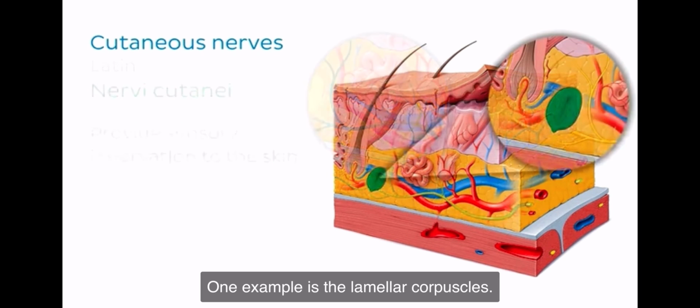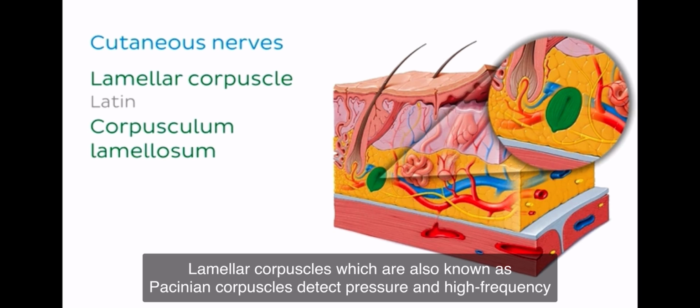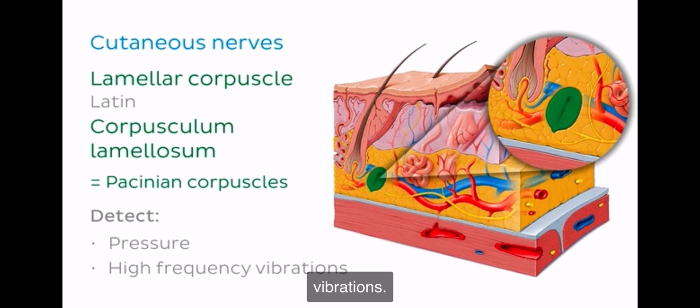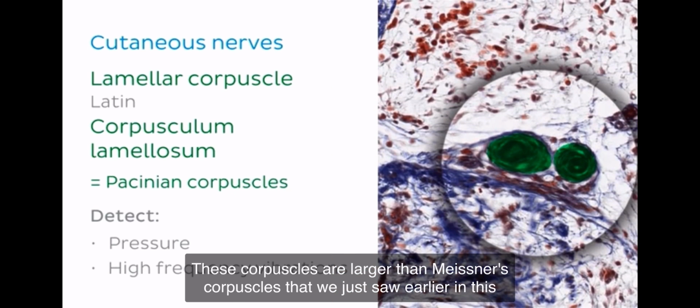One example is the lamellar corpuscles. Lamellar corpuscles, which are also known as Pacinian corpuscles, detect pressure and high-frequency vibrations. These corpuscles are larger than Meissner's corpuscles that we just saw earlier in this tutorial.